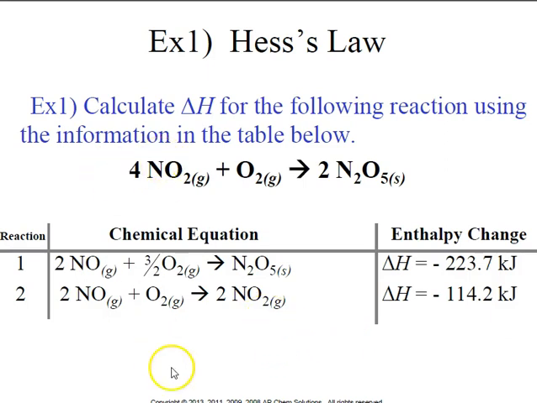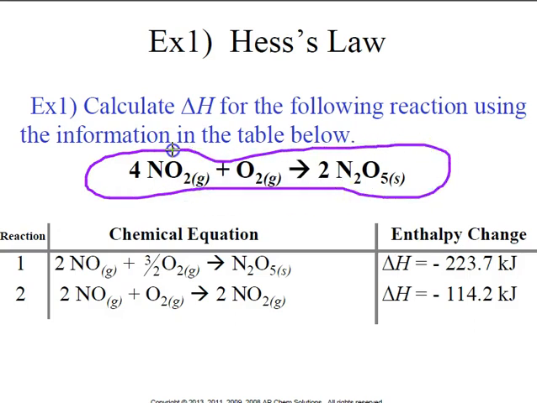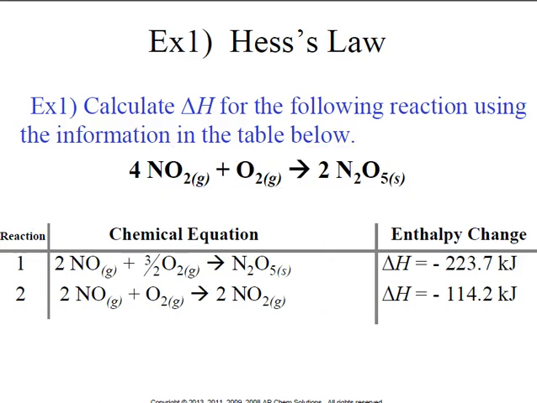You'll have a goal reaction like we see up here at the top that we're trying to find the delta H value for, and then we'll have a set of reactions that we know the delta H value for. What we're trying to do is put these reactions at the bottom together to form this reaction at the top. So somehow these two reactions at the bottom, reaction 1 and reaction 2, are going to be steps to getting to our goal reaction at the top. All right, so let's see how we work through this.